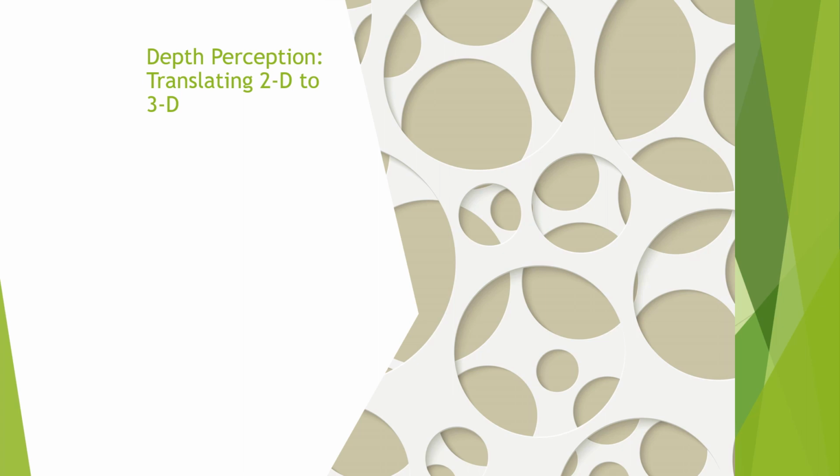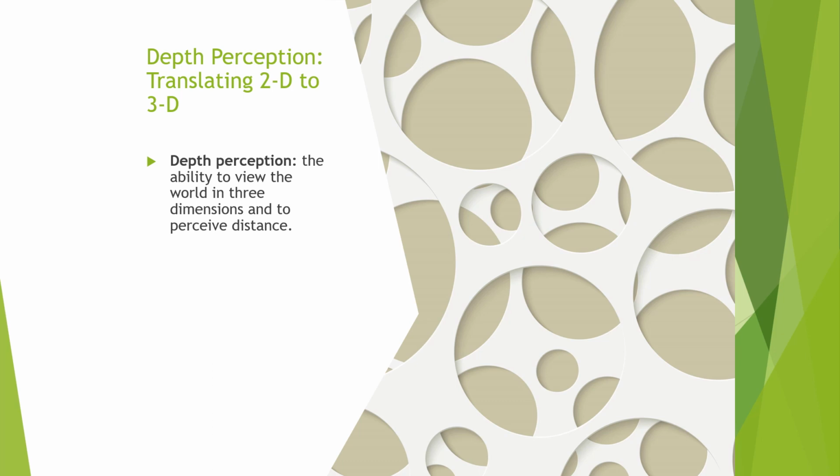So let's talk about depth perception first. And this is the basic definition for depth perception. It is the ability to view the world in 3 dimensions and also perceive distance. Our ability to perceive the world in 3 dimensions and also perceive distance. That's what we mean by depth perception.